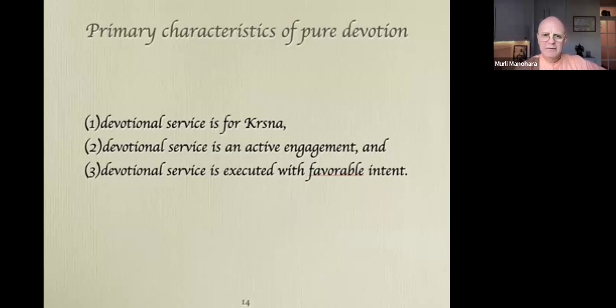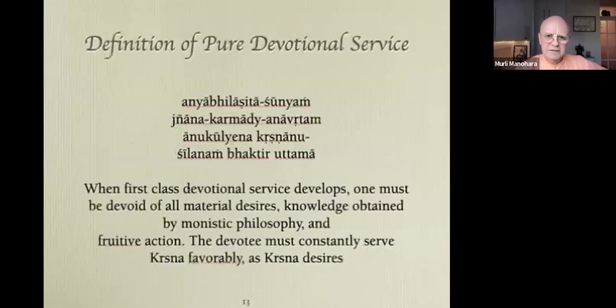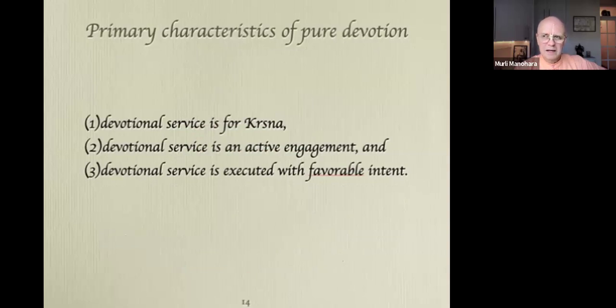The primary characteristics are mentioned in the last two lines, not the first two lines. The primary characteristics are in these two lines here: anukulyena krsnanu-silanam bhaktir uttama. Interesting how it is. These are the primary characteristics on which the other is based.